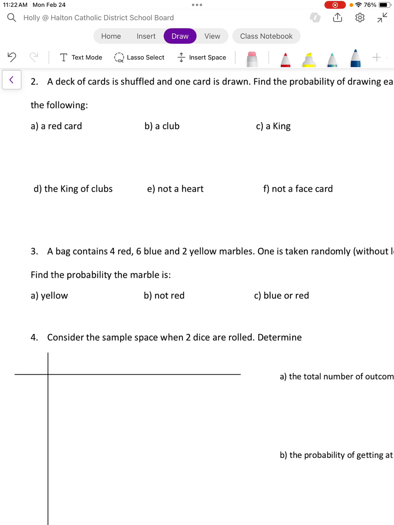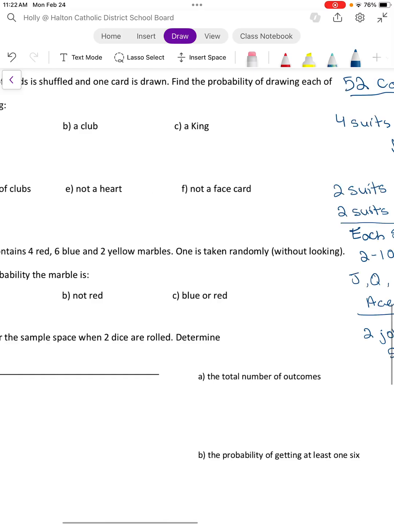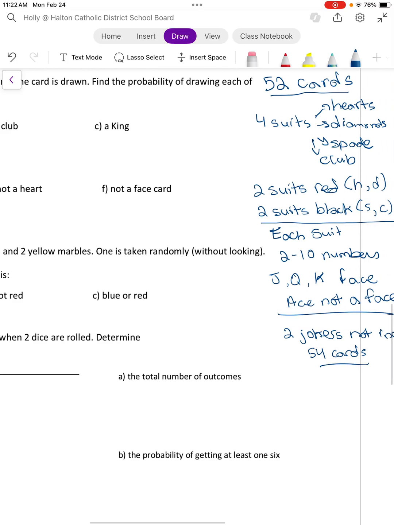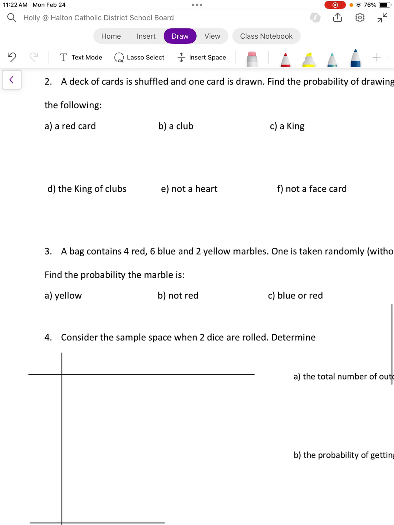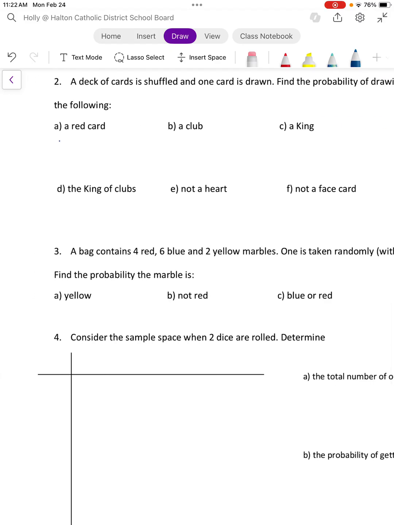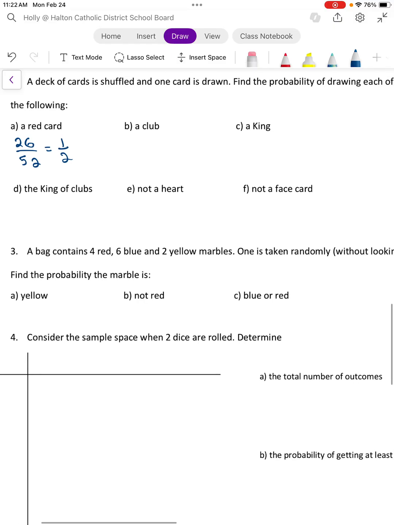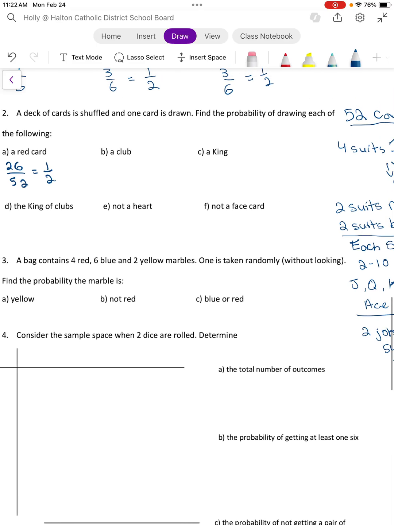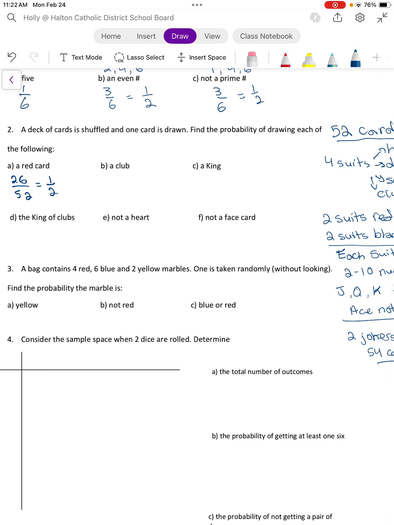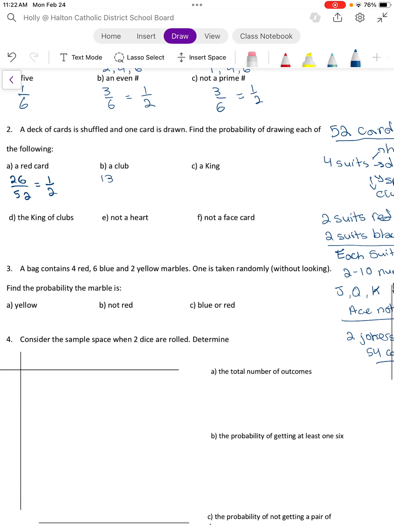So the probability of drawing a red card would be half, right? Half the deck is red, half the deck is black. So the probability of drawing a red card would be 26 out of 52, which is 1/2. The probability of a club: I have 4 suits, and 13 of them are clubs out of the 52. So that would be a 1/4 probability.